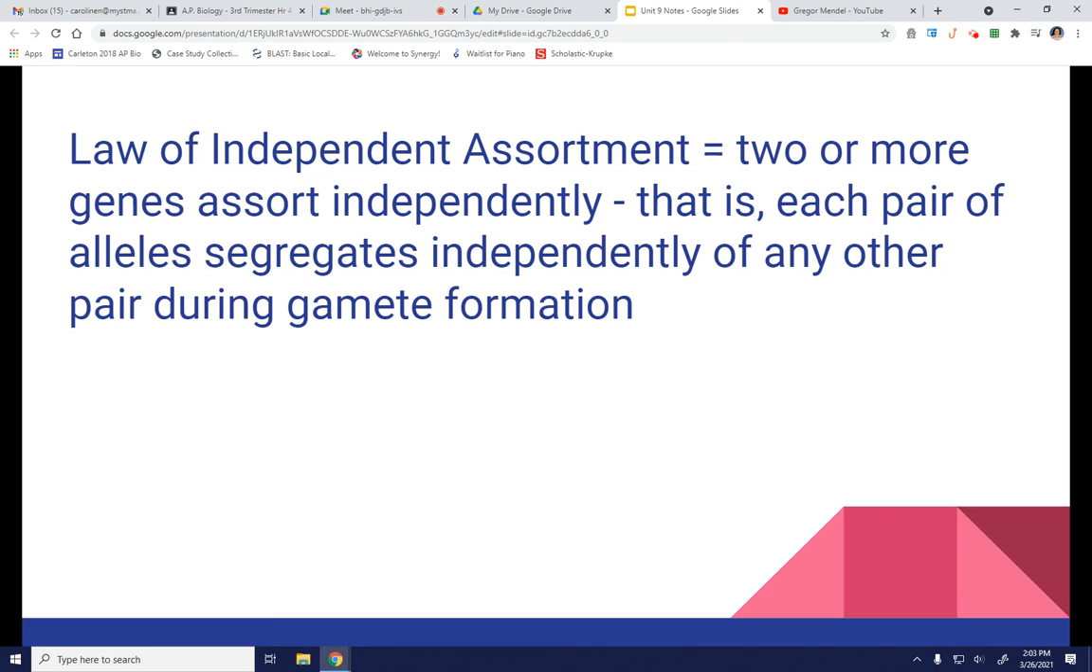So his law of independent assortment states that two or more genes assort independently. In other words, the alleles of one gene segregate and go off to one egg or the other, or one sperm or the other, independently without any impact on other alleles during the formation of sperm and eggs.